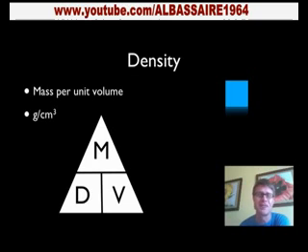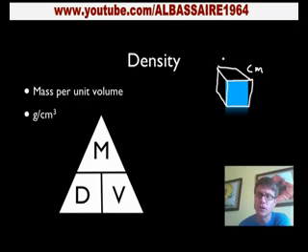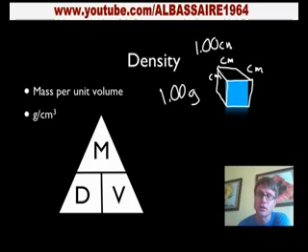So first of all, let's talk about what density is. Density is essentially mass per unit volume. I like this because it's a quick way to remember density. I've got M, D, V here on the bottom. Let's say we had a cube of water that was 1 centimeter by a centimeter by a centimeter. So it's 1 cubic centimeter. The mass of that would be, we'll say, 1.00 grams. The volume would be 1.00 centimeters cubed.